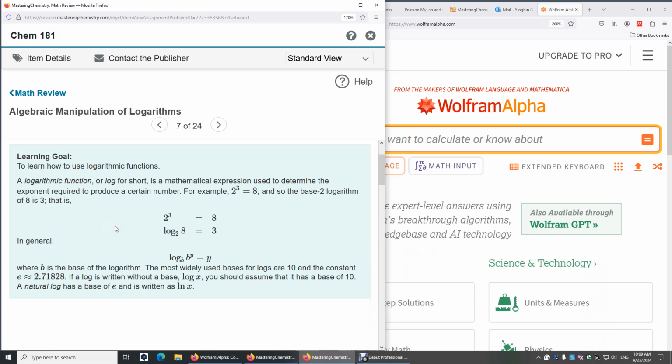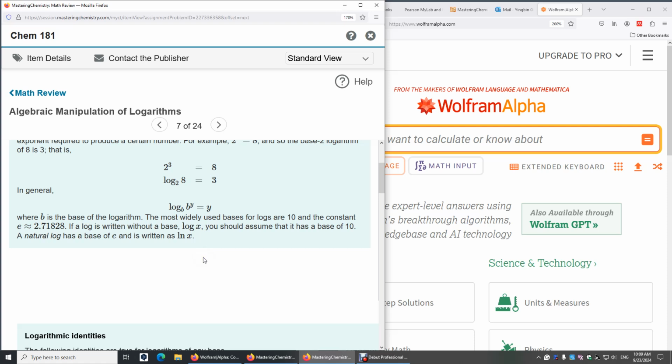Math review, algebraic manipulation of logarithms. Here we have some examples. Because 2 to the power of 3 is 8, the base 2 logarithm of 8 is 3. In general, the base b logarithm of b to the power of y is y. So over here, the base 2 logarithm of 2 to the power of 3 is simply 3.